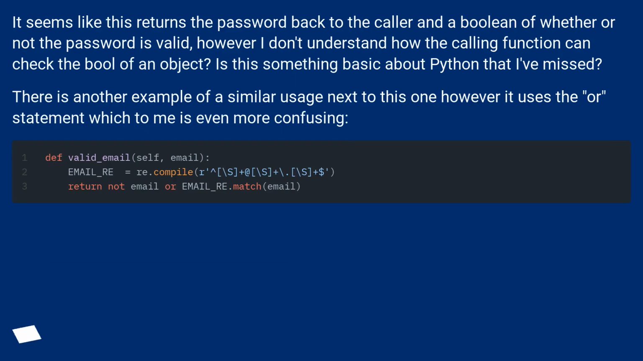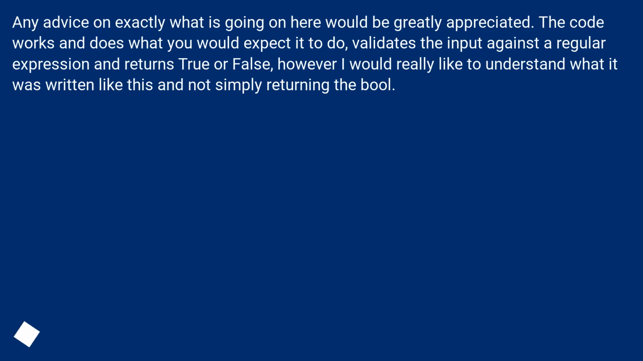It seems like this returns the password back to the caller and a boolean of whether or not the password is valid, however I don't understand how the calling function can check the bool of an object. Is this something basic about Python that I've missed? There is another example of a similar usage next to this one, however it uses the OR statement, which to me is even more confusing. Any advice on exactly what is going on here would be greatly appreciated.